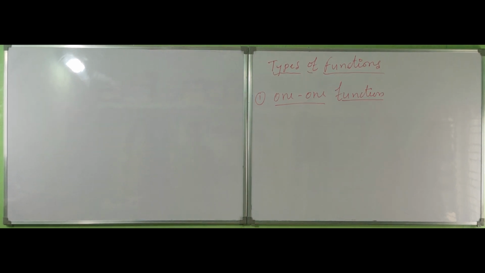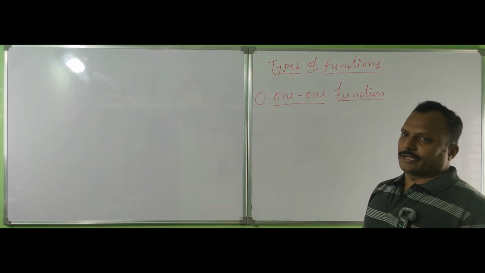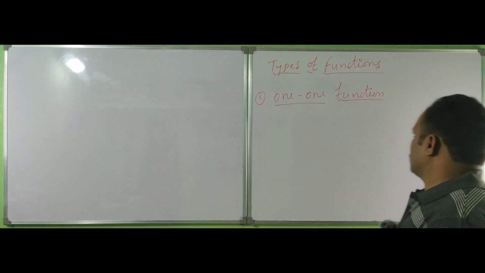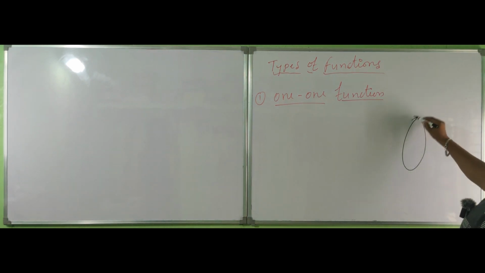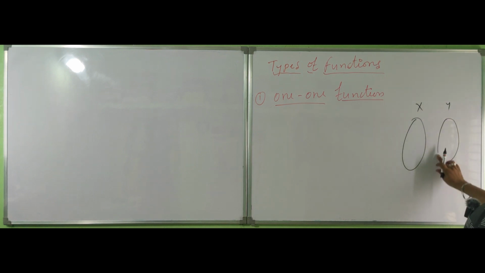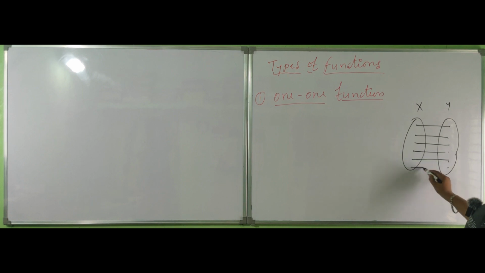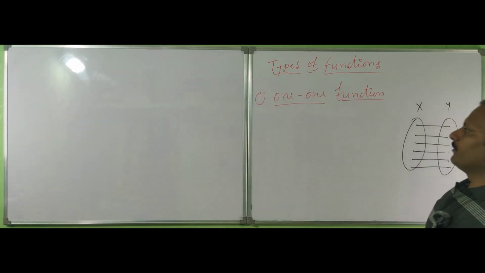First, very important, the one-one function. The name indicates one to one. This is x and this is y. This is the one-one function. Each element of x has a distinct element of y.